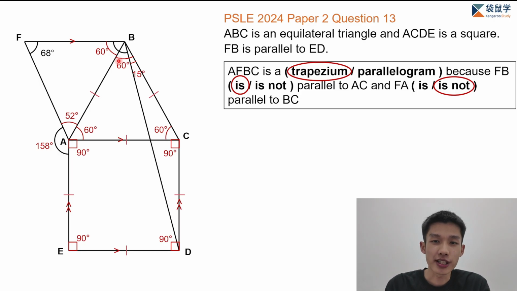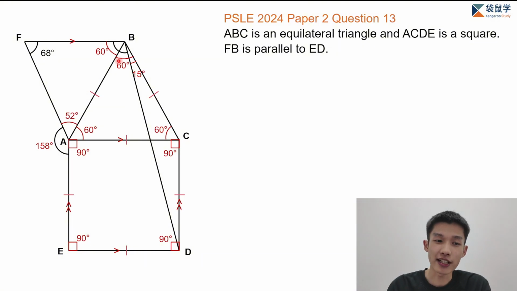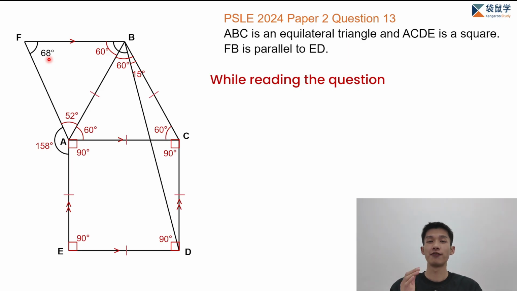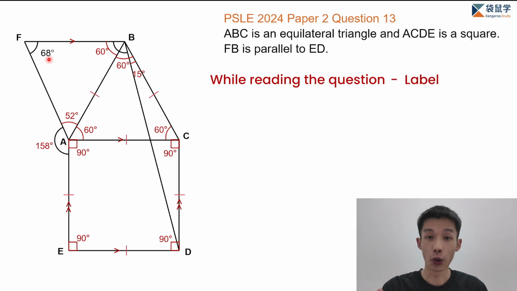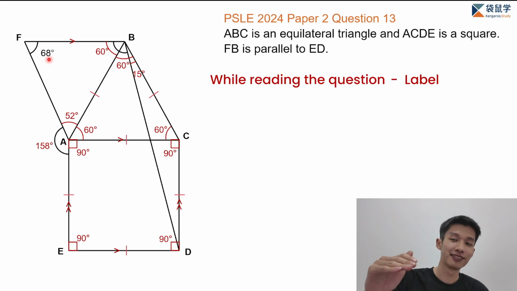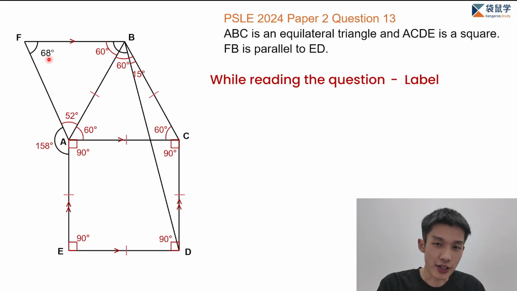And let's summarize how we can solve this kind of geometry question. At the beginning, you can see all these red things are labeled by ourselves, and the only information labeled inside the question is this 68 degrees. Even while reading the questions, we can find out all these hidden pieces of information. So while reading, label everything. But what kind of things should we label?